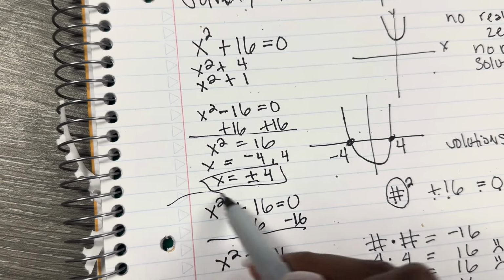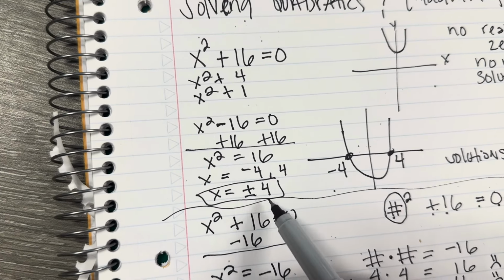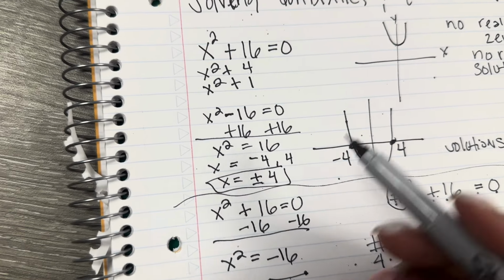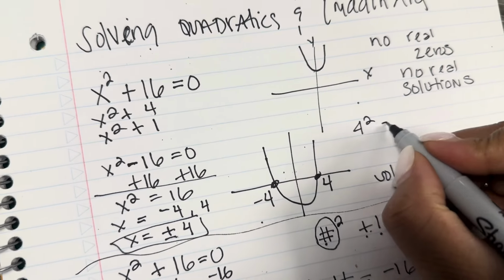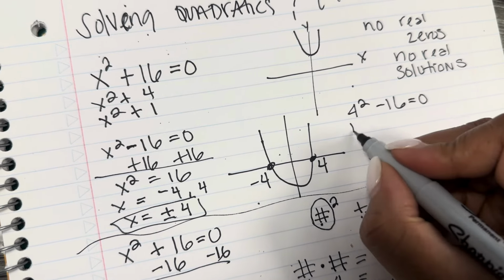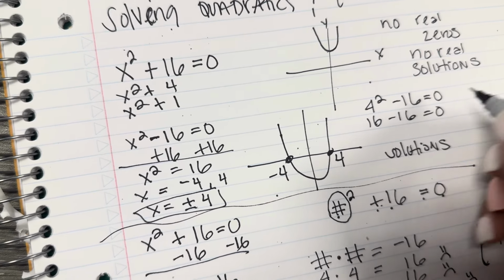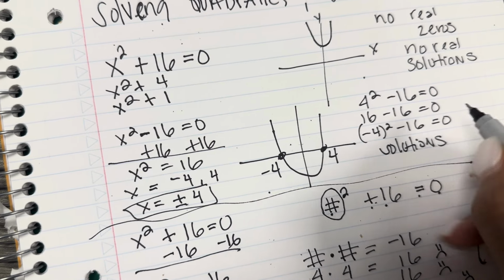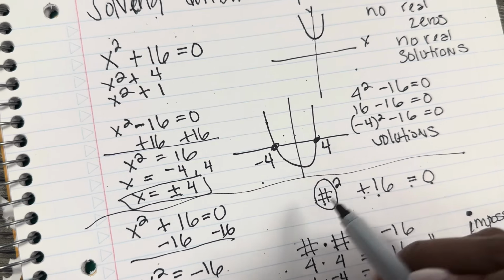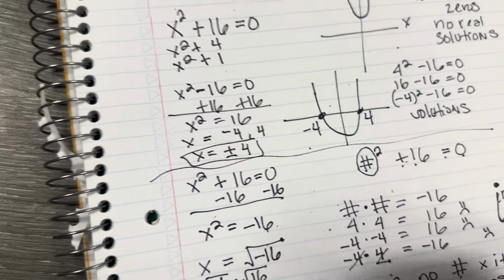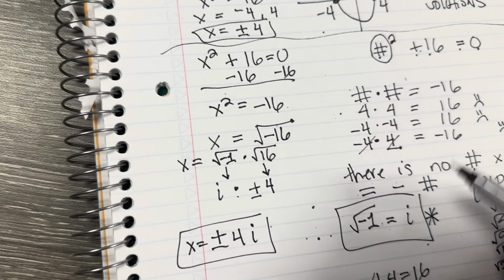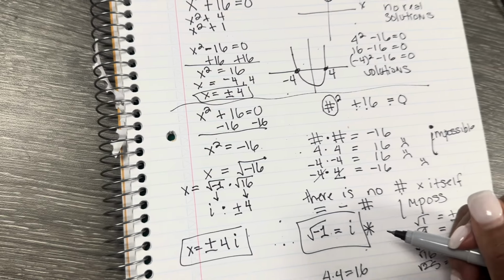And algebraically, you also found that 4 squared minus 16 is 0, right? 4 squared minus 16 is 0. 16 minus 16 is 0, right? And negative 4 squared minus 16 equals 0. Negative 4 times negative 4 is 16, minus 16 is 0. This has two solutions, this equation. This equation has two solutions too.